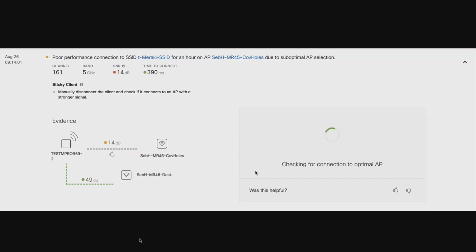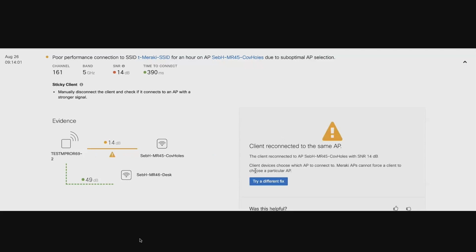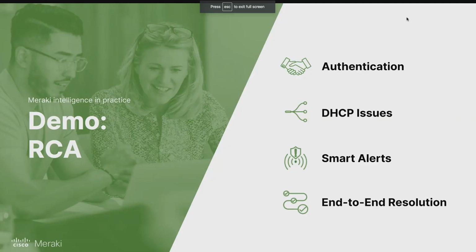Now, if the client reconnected to the same AP, if the client connected to a second optimal AP, or if the client connected to a completely different AP, there are different user flows that are embedded in there to guide you through each of the flows. And so let me go back to the presentation to show you the different workflows there.